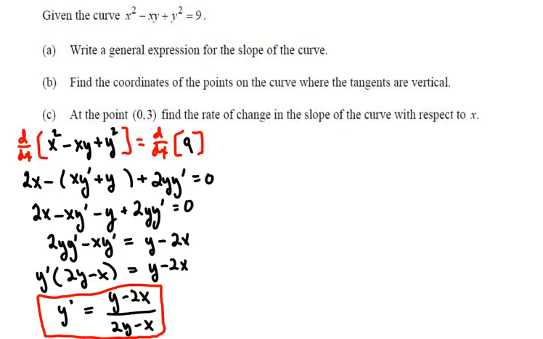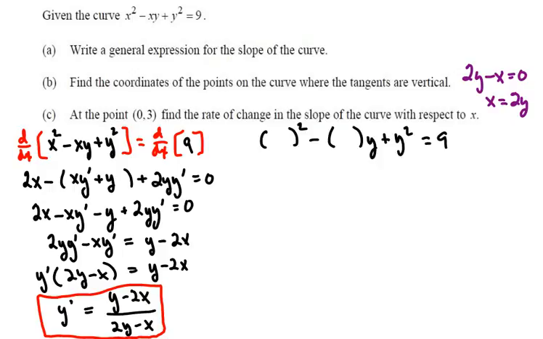We're going to set 2y minus x equals 0 so that x equals 2y. Now we want to find the coordinates of the points on the curve where x is equal to 2y. So we're just going to substitute 2y for x in the original function. So we're going to take out any x's and replace them with 2y. And now we're ready to simplify.